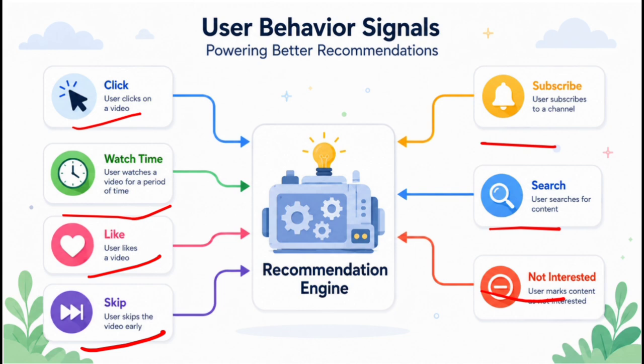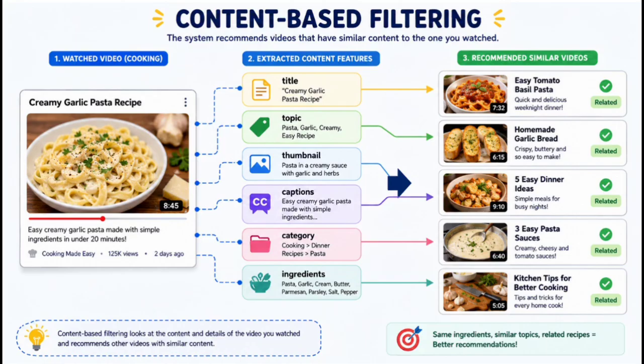Subscription, search, and not interested. These are also terms that could help the engine give you better results in the next recommendation. Now we will understand what is content-based filtering.